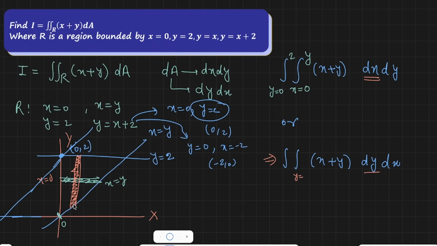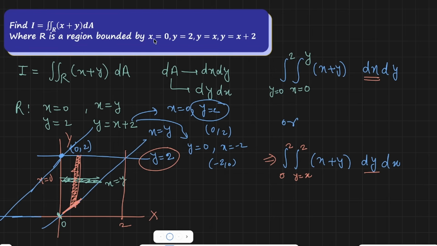So it is from where to where? It is from y equals x to y equals 2, and x is from 0 to 2, because this is 2, this will also be 2. So this will be from 0 to 2. This is how you can solve the integral using this region.